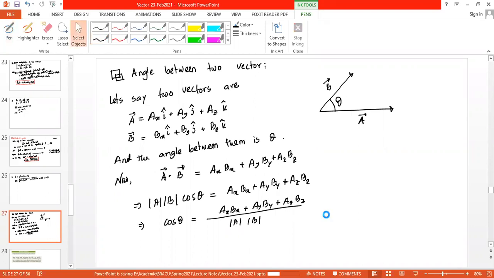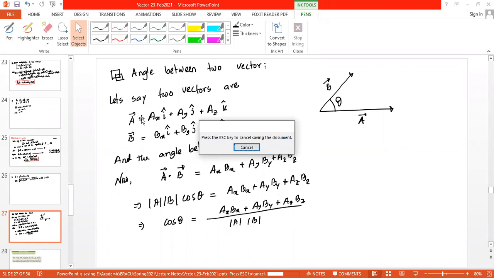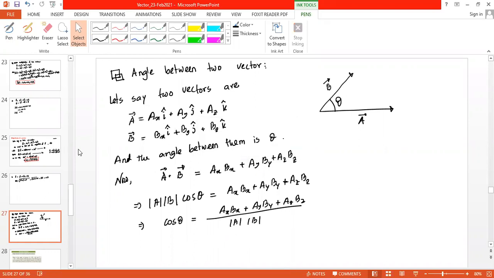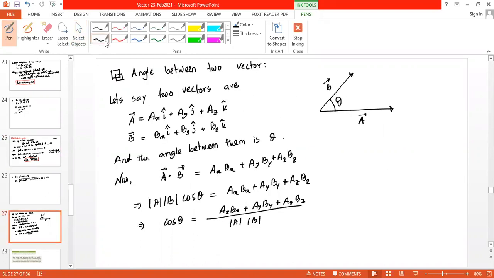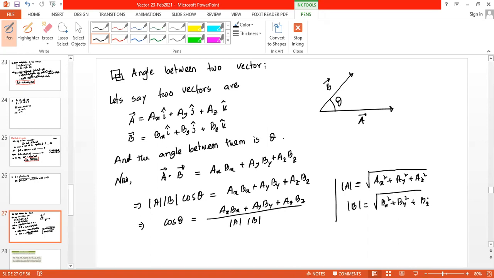So look here, the values of AX, AY, AZ, BX, BY, and BZ are given here. And also from here, you can easily find the magnitude of the vector A and B by using this formula, right? I can write it here explicitly that magnitude of A means square root of AX square plus AY square plus AZ square, and magnitude of vector B is equal to square root of bx square plus by square plus bz square.